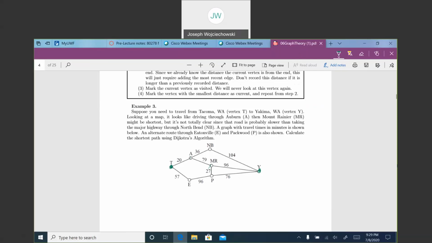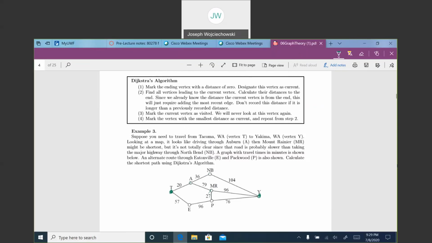A graph with travel times in minutes is shown below. An alternative path through Eatonville and Packwood is also shown. Calculate the shortest path using Dijkstra's method. So we're ending at Yakima. That's here. So what's it say?